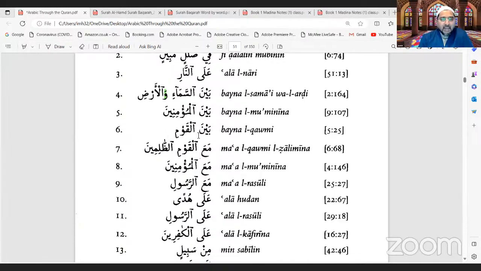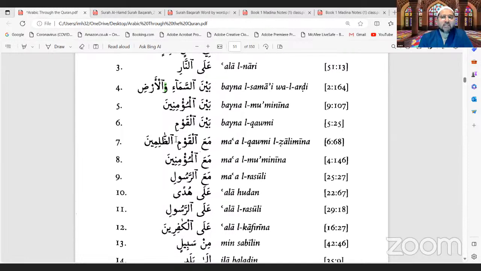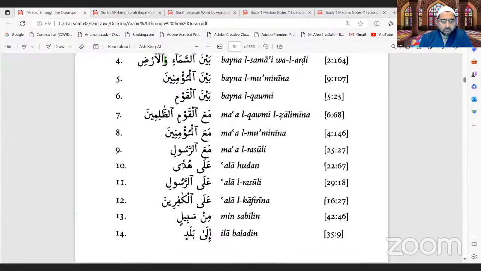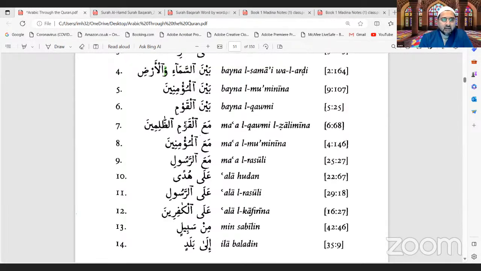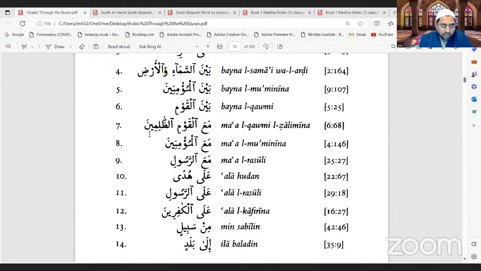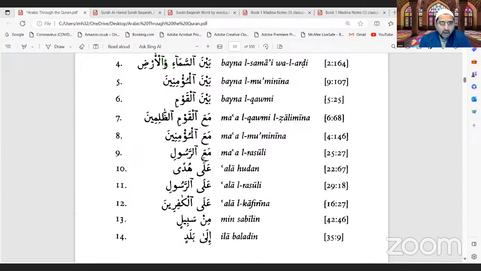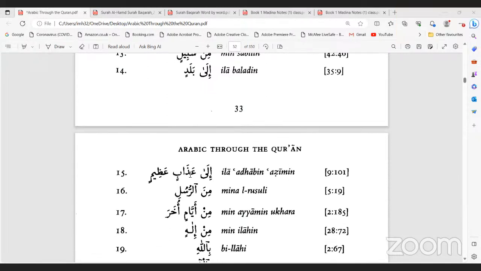Next example, baina, amongst the tribes, amongst the nations. And then ma'al qawmi adh-dhalimin, with the transgressing, the oppressing nation. And then we have finally number 9, ma'ar rasuli. Ma'a means with. Ma'ar rasuli, with the Rasul, with the Prophet. Yes.